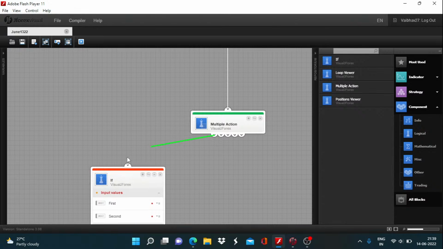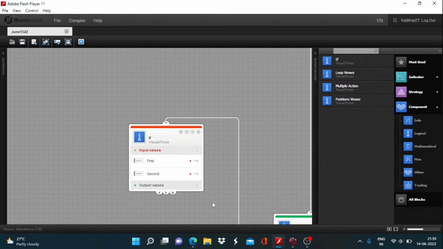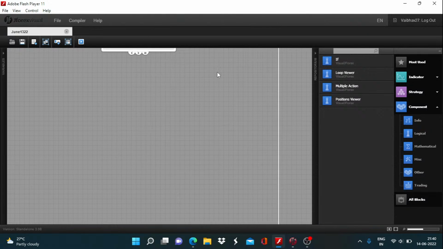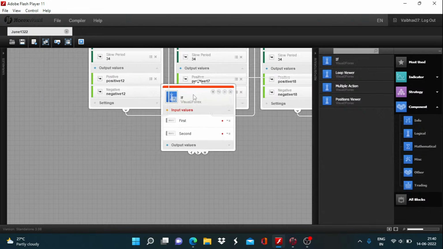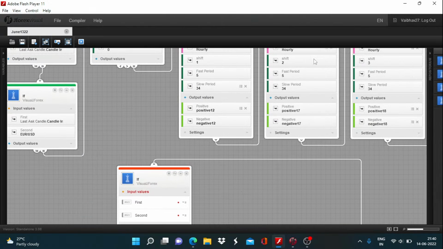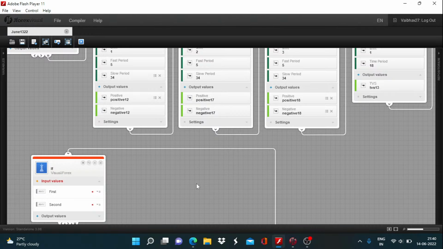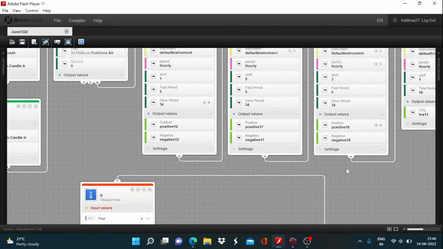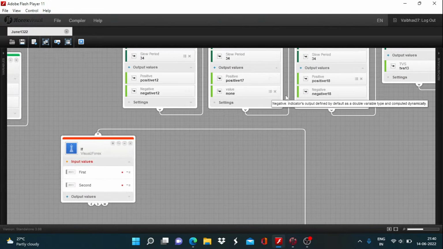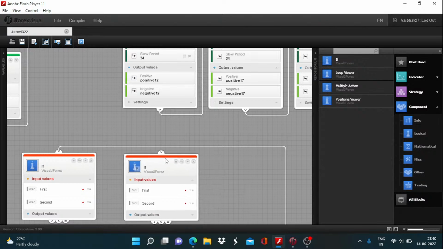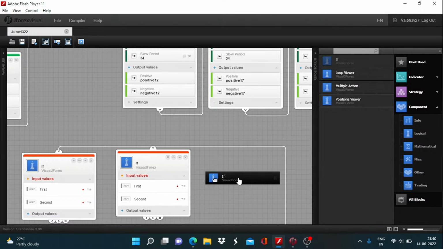We take this first flow and join it to the block. Then we consider the positive and the negative output of the acceleration deceleration oscillator. All these three values of the AC will need to be in the negative territory. So I need negative 12, negative 17 and negative 18 to be less than 0. So for that we are going to need three of these if blocks.